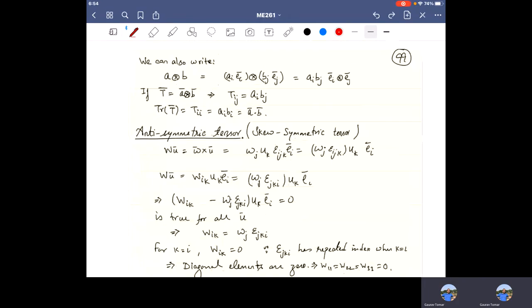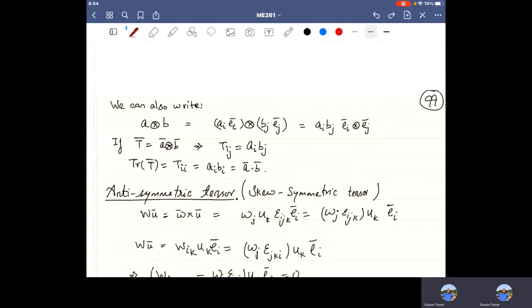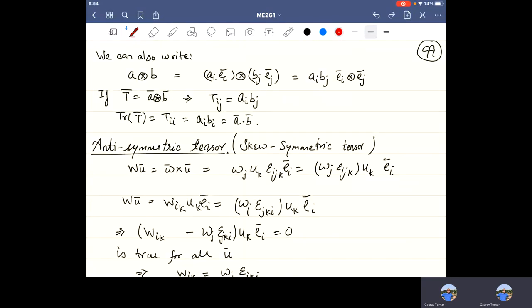So here we can also write a general dyadic product of general vectors A and B that we have chosen. When we are defining it, we can write A as Ai Ei and B as Bj Ej. And again, as we have discussed, all the scalar quantities A and B can be put together outside, and what remains is the vector operation. So you get Ei tensor Ej.